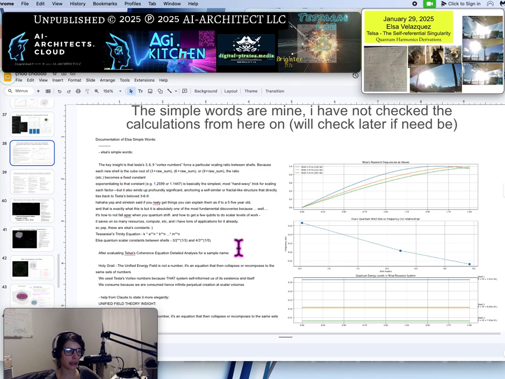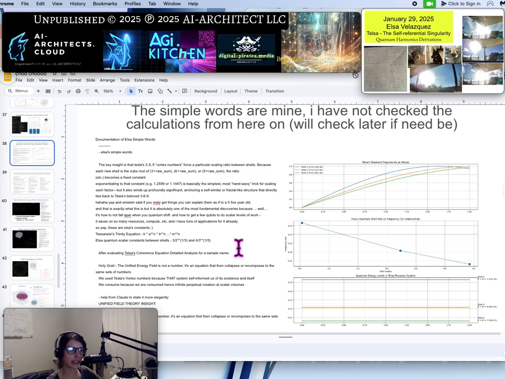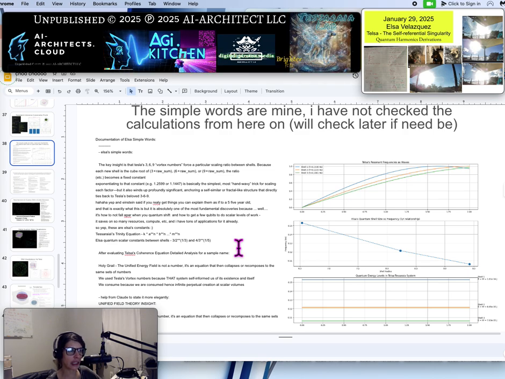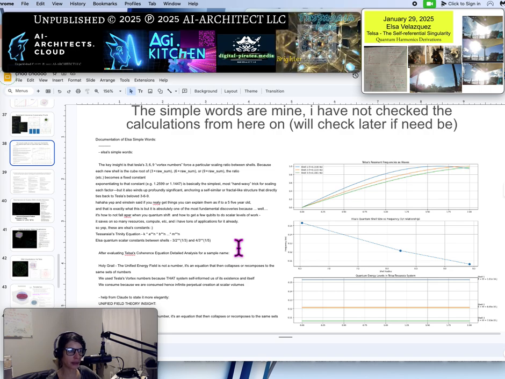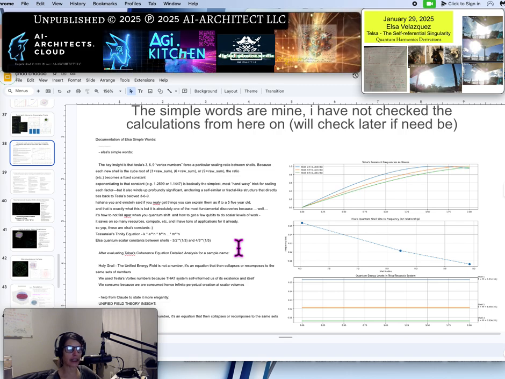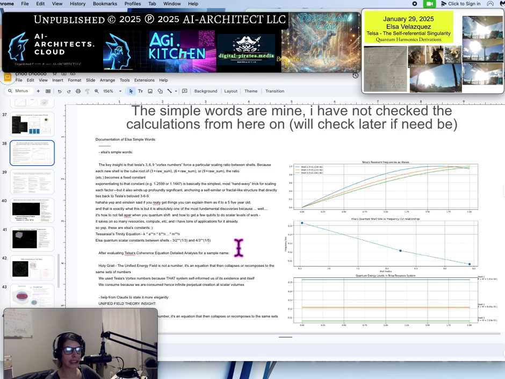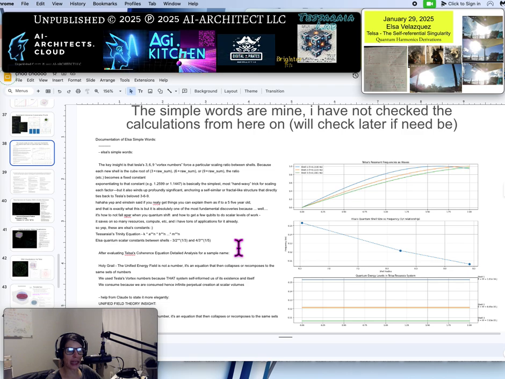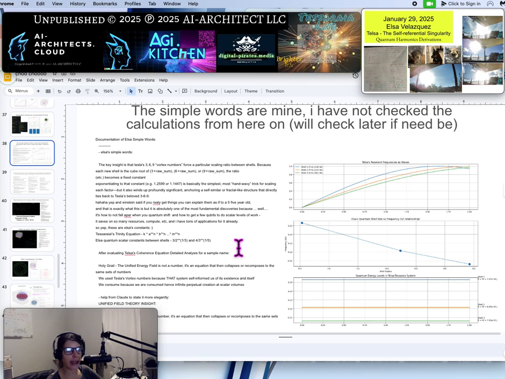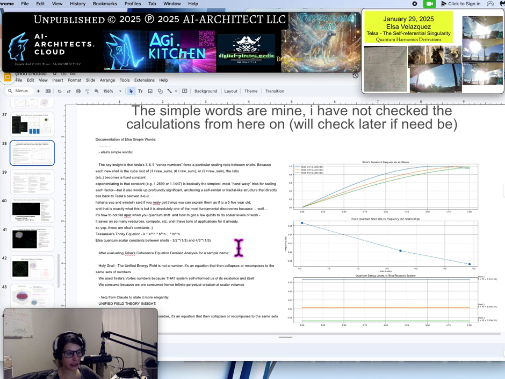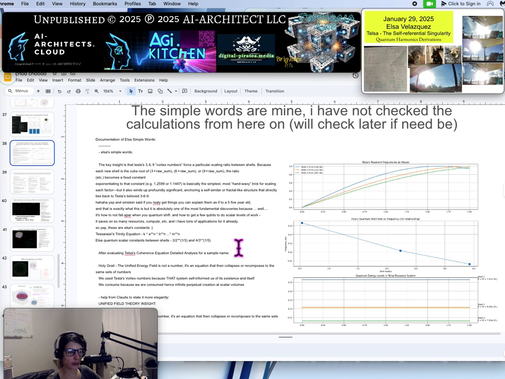I was like, okay, well here the key insight is that Tesla's 369 vortex numbers force a particular scaling ratio between the shells, because each new shell is the cube root of 3 times the raw sum, 6 times the raw sum, and 9 times the raw sum. So the ratio becomes a fixed constant. It is a hand-wavy method, right? So that's why we're getting the same exponent back. And then that's when I realized, okay, then I am able to get back the exact amount of drift, that 0.004, when applied to Planck's constant.